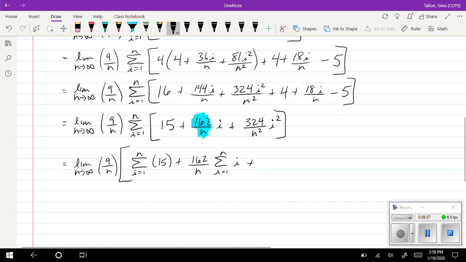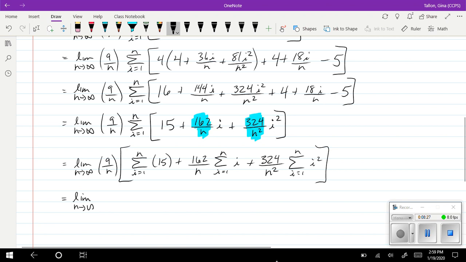Plus, once again, the 324 over n squared is going to be written on the outside, 324 divided by n squared, times the summation as i goes from 1 to n of i squared, which is another one of my formulas. So now it's time to implement the formulas.